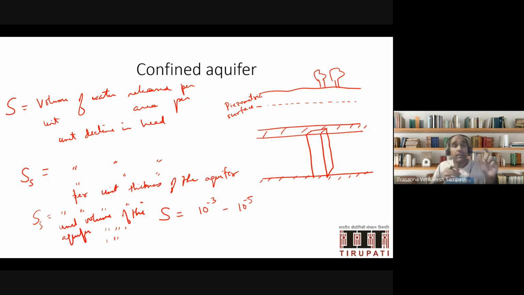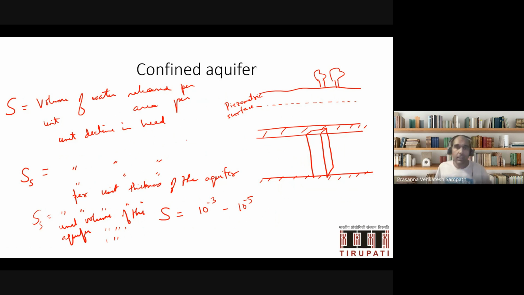But when we define the specific storage, which, if you remember, was another property which was defined not as a dimensionless quantity, but as one which has dimensions of length to the power minus 1, the definition is marginally different, but it's a critical difference. So the way it's defined is specific storage, Ss, is the volume of water released by the aquifer per unit area of the aquifer per unit decline in head. All that portion is the same. And then I add this additional portion: per unit thickness of the aquifer.